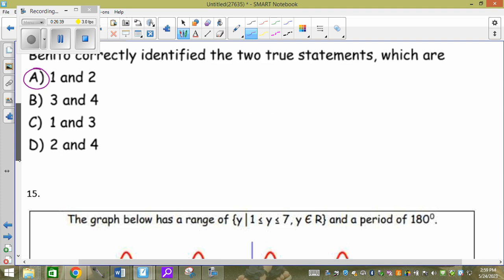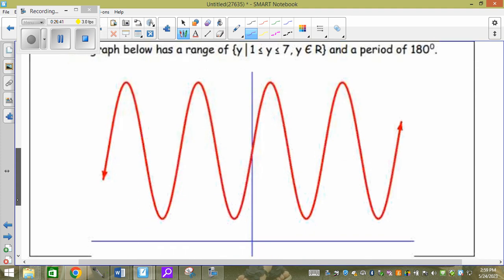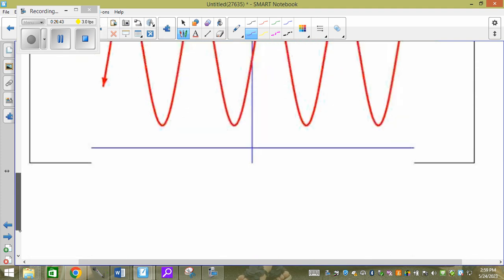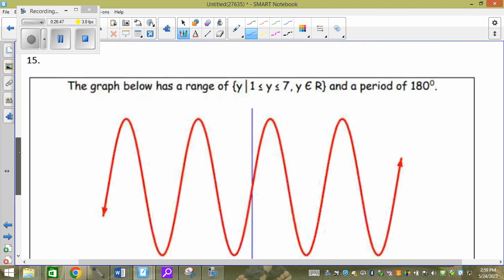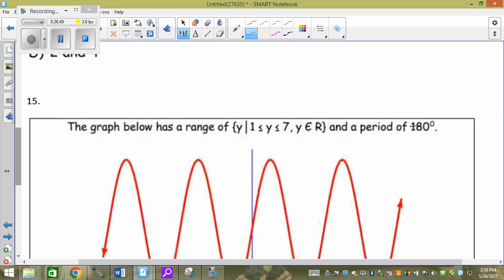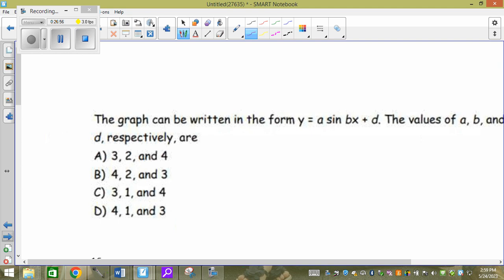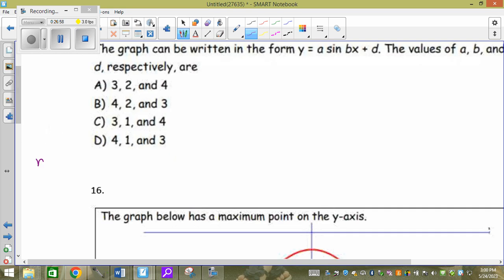Okay. I give you a graph. It's between 1 and 7. It has a period of 180 degrees. Should say a period of pi. We don't use degrees in 30-2. So I'm going to go to the next page: min of 1, max of 7, period of pi.